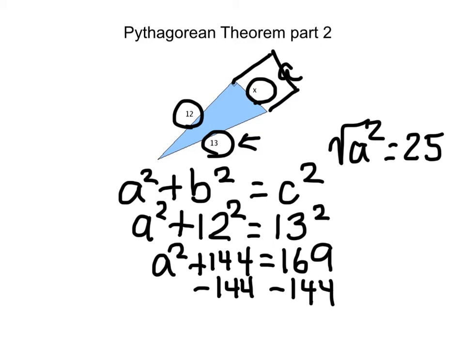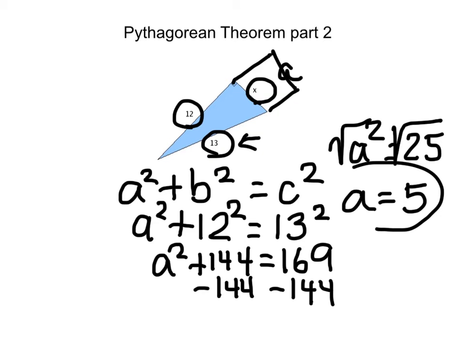That means if we take the square root, we're going to get the side length of that square. So the side length is 5. And that's our answer for this. This missing side is 5 long.